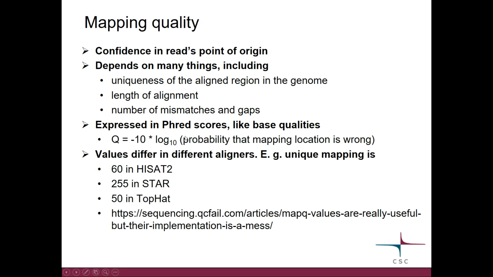But here the mapping quality is shown in numbers, so it's not converted to those ASCII characters that we discussed in the context of base quality. However, things are not quite as clear-cut, so different aligners actually have slightly different ways of indicating, for example, a unique mapping position. So for HISAT2, that value is 60. For STAR, it's 255. And in TopHat, it's 50. And there's actually a very nice blog post about this issue.